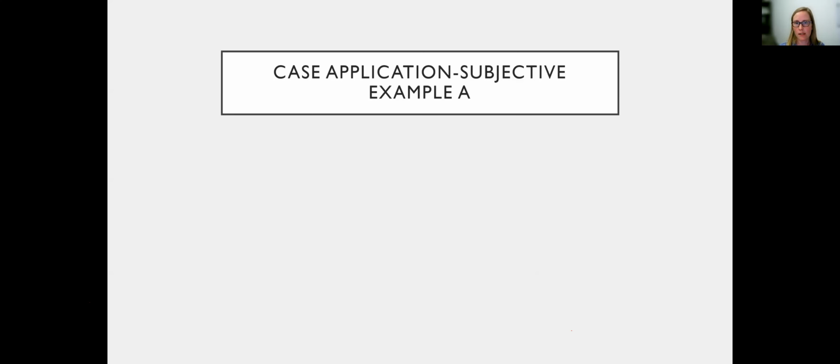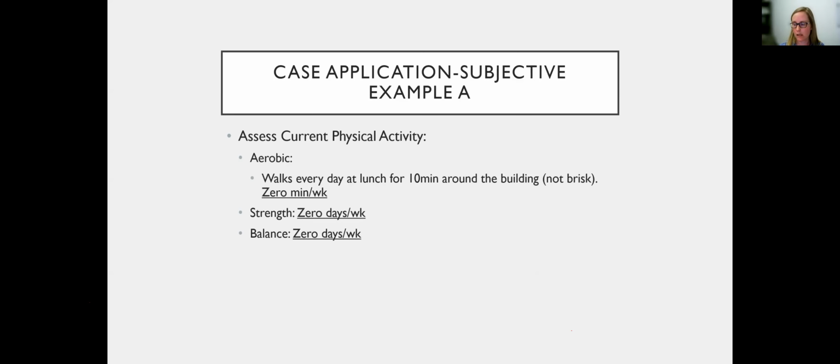So we'll start with example A. So this is that algorithm where we're first assessing their physical activity. He just got home from the hospital, so he's probably not doing his normal routine, but just to get an idea of what he did prior to this hospitalization, to see what his normal activity was, we ask him what that is, and he's an accountant, so he would walk every day at lunch just for 10 minutes.